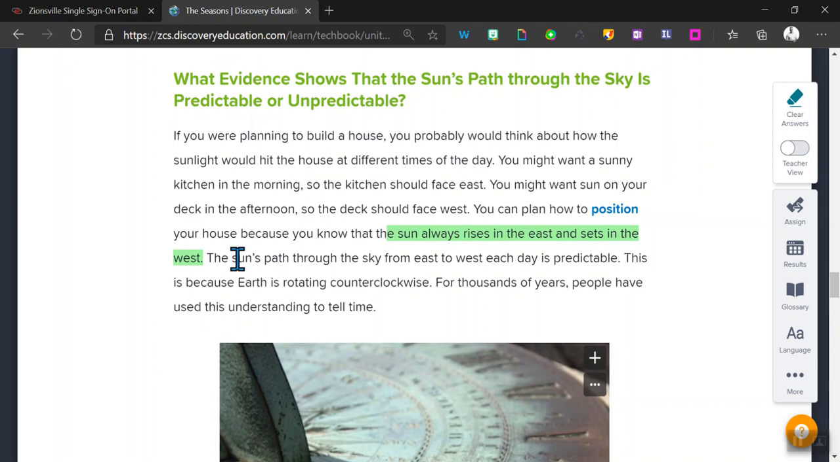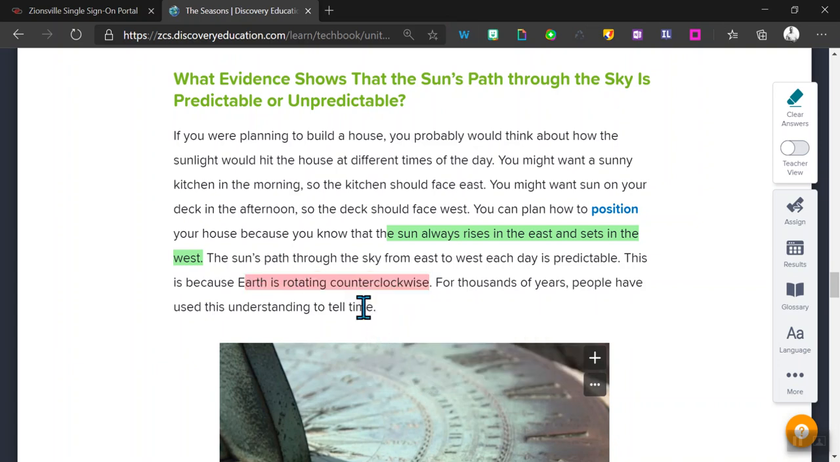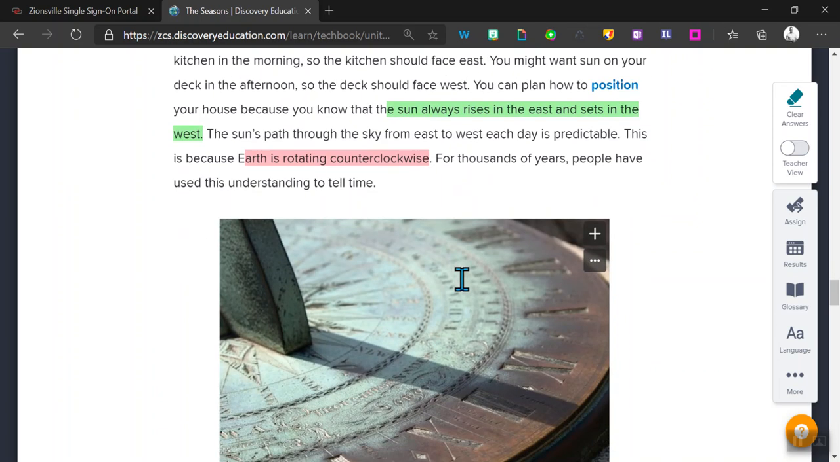The sun's path through the sky from east to west each day is predictable. If you look east in the morning, the sun will come that way. If you look west at the evening time, that's where the sun will set. This is because Earth is rotating counterclockwise. Counterclockwise means the opposite of the way the hands on a clock move. For thousands of years, people have used this to tell time.